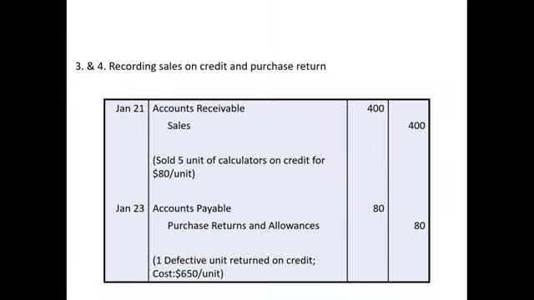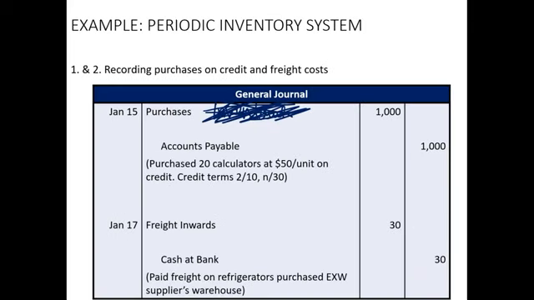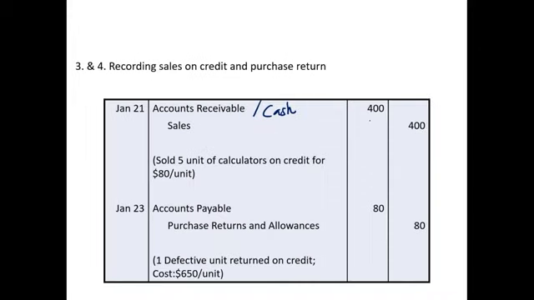Okay. When you have sales, usually we have debit account receivable or cash. This is just an example. I'm showing you the journal entry. Debit cash 400, sales 400. Okay. In perpetual, we also need to do adjustment for cost of sale and inventory. But here, under periodic, you don't do this step.